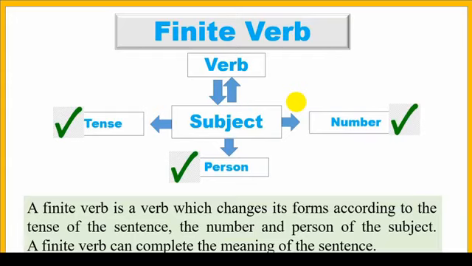অর্থাৎ ফাইনাইট ভার্ব হচ্ছে সেই ধরনের ভার্ব যা একটি সেন্টেন্সের টেন্স এবং সেন্টেন্সে ব্যবহৃত সাবজেক্টের নাম্বার এবং পার্সন অনুযায়ী পরিবর্তিত হয়, এবং এই ফাইনাইট ভার্বটি সেন্টেন্সের মিনিংকে, সেন্টেন্সের বক্তব্যটিকে পরিপূর্ণ করে, বক্তব্যটিকে সম্পূর্ণ করে। Dear students, I hope you have understood what is finite verb, and now I will more clear you by giving some examples.